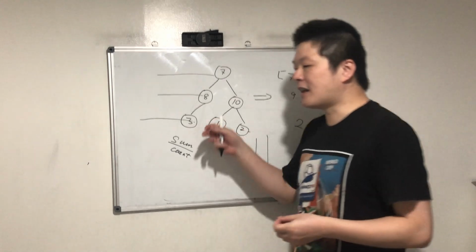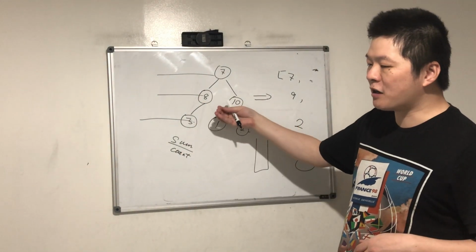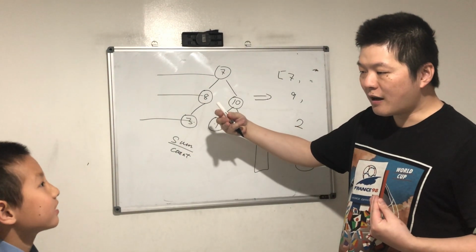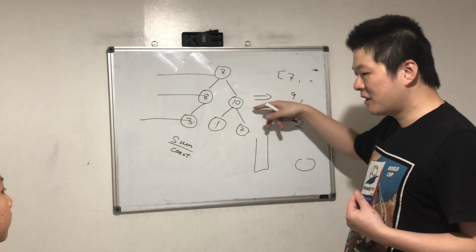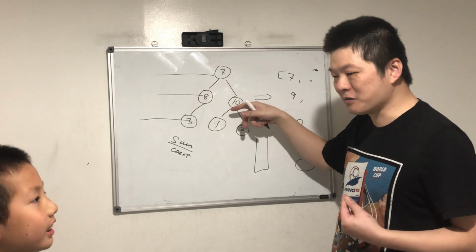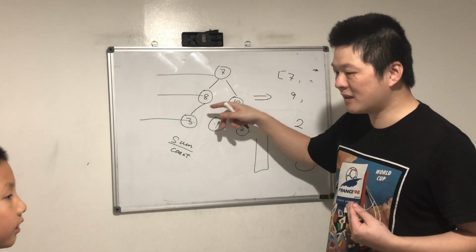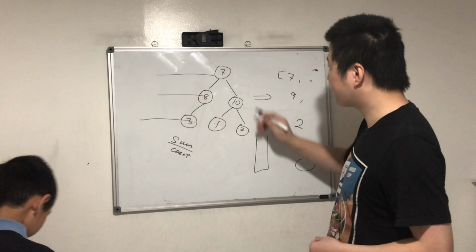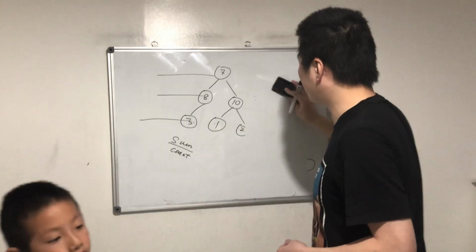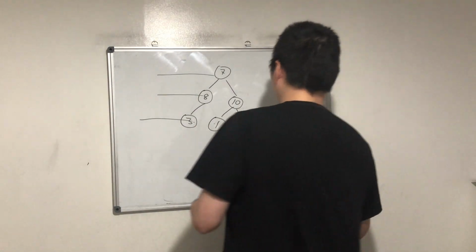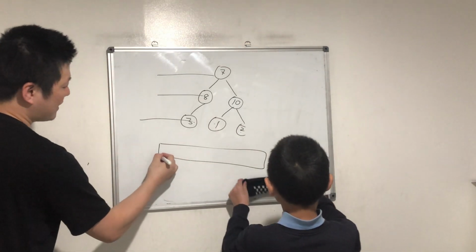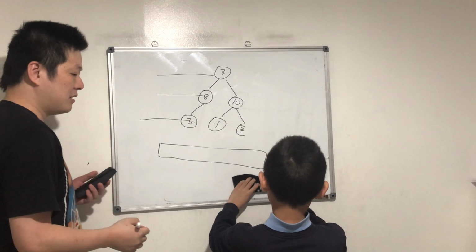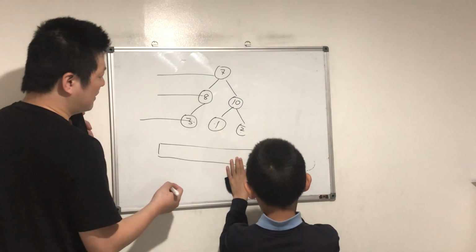So the thing is that when I pop a node from the queue, I want to expand all the children of the current nodes in the queue. So it means it's the next level, right? So look, do you still remember how we do this? That's a queue. So at the beginning, what should we put in the queue? We should put the root, which is 7.